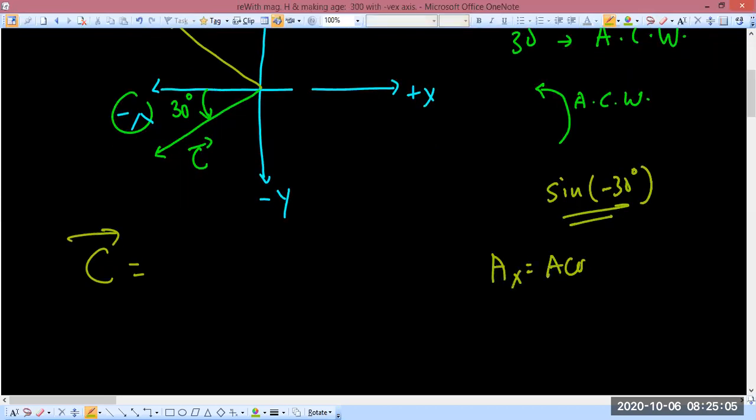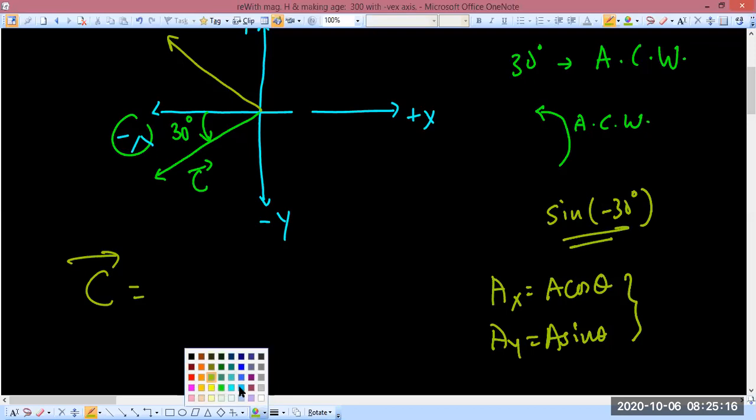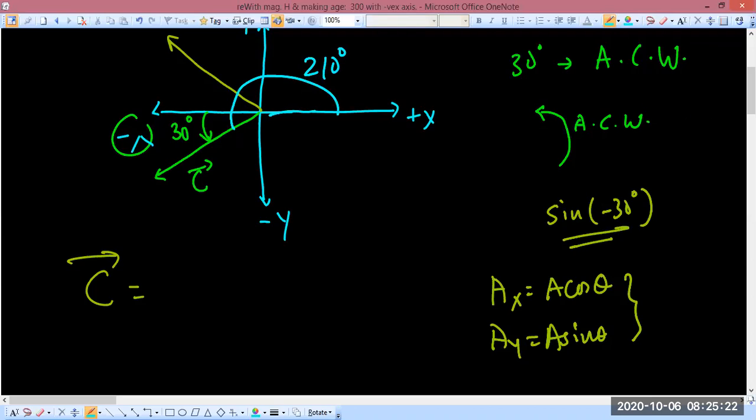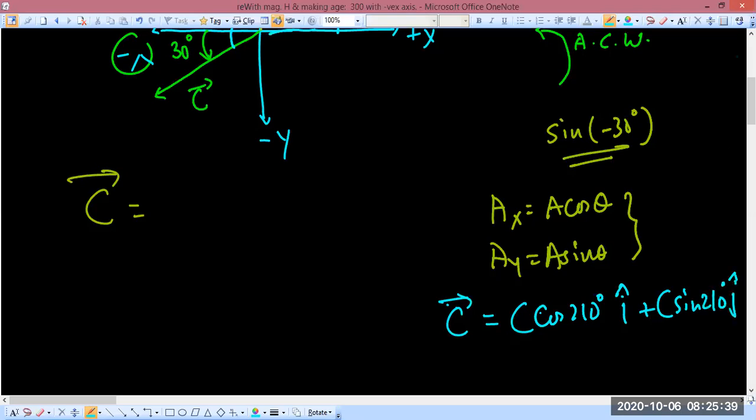So if you want to do it blindly by the formula Ax equals A cos theta and Ay equals A sin theta, this is only for math students. Biology students don't need to worry, I'll tell you an easier method. For math students, if you just want to do it by formula, you should take this angle, which is going to be 210 degrees. So the correct answer, according to your logic, is C vector equals C cos 210 degrees i-cap plus C sin 210 degrees j-cap. I hope, Ankita, you got the answer to what you were asking. That's how you could do it.